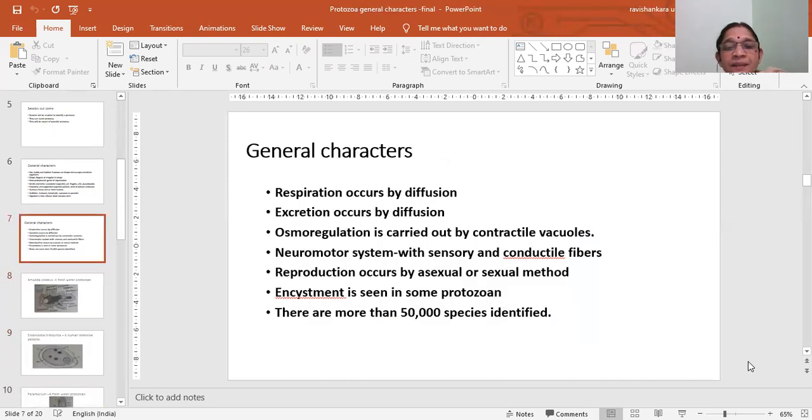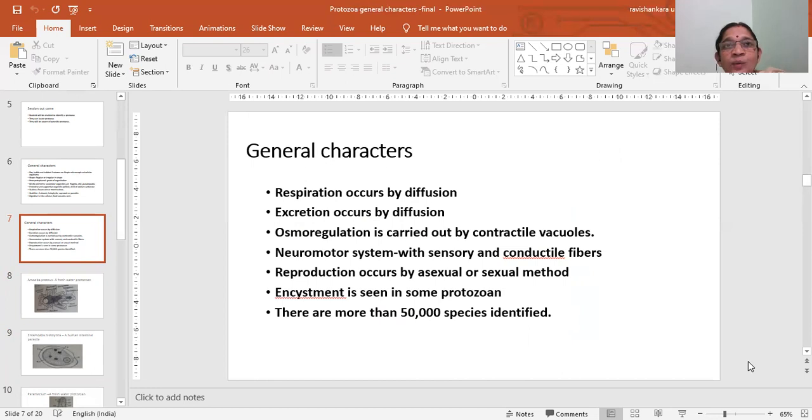And ultimately, reproduction is a property of all living organisms. They multiply in number, either by the asexual method or the sexual method. In the asexual method, they follow amitotic division or mitotic division.